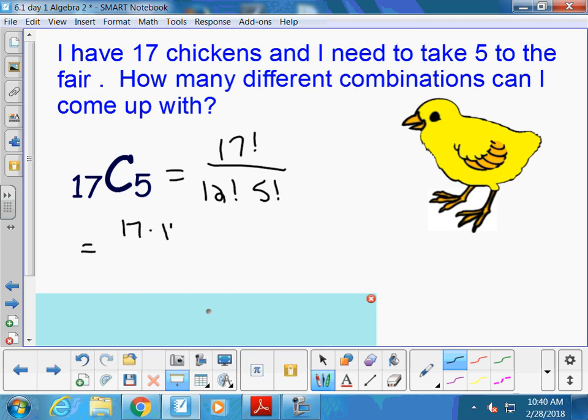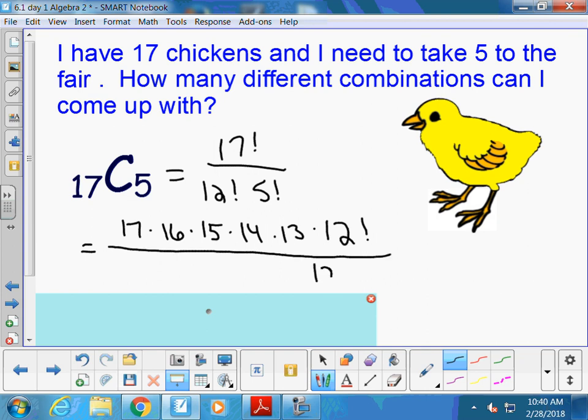17 times 16 times 15 times 14 times 13 times 12. And I'm just going to write everything else as 12 factorial. Now I have a reason for that craziness. Do you know what my reason is? On the bottom, we have a 12 factorial and a 5 factorial. So this will cancel.